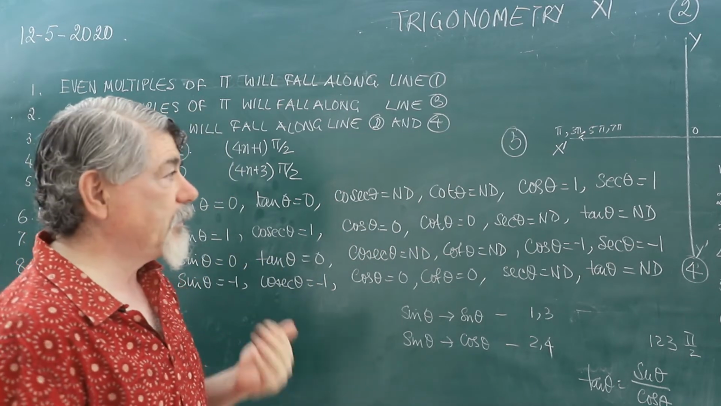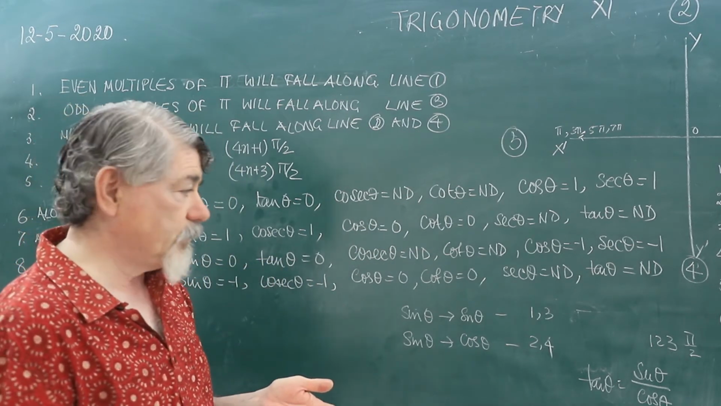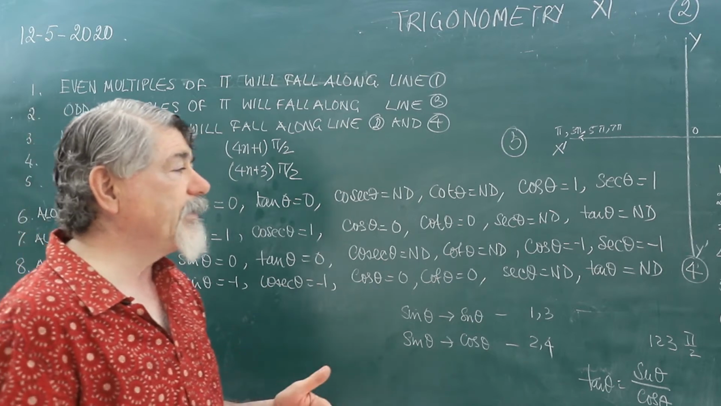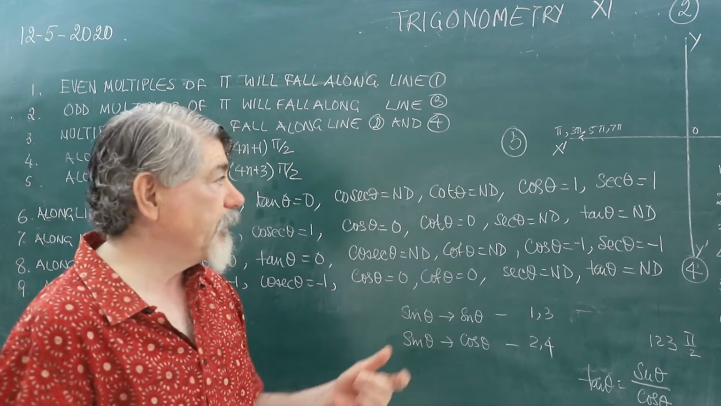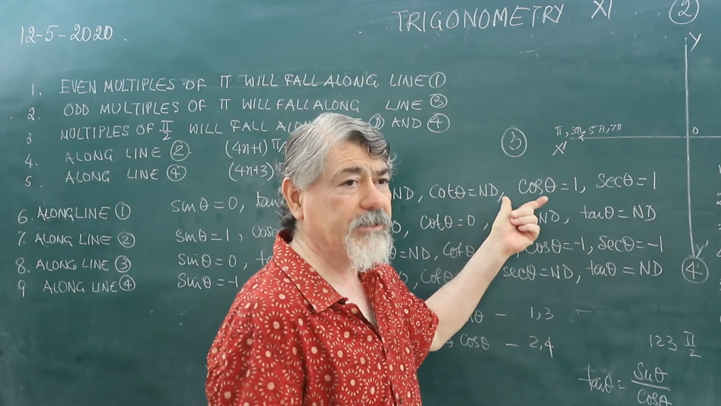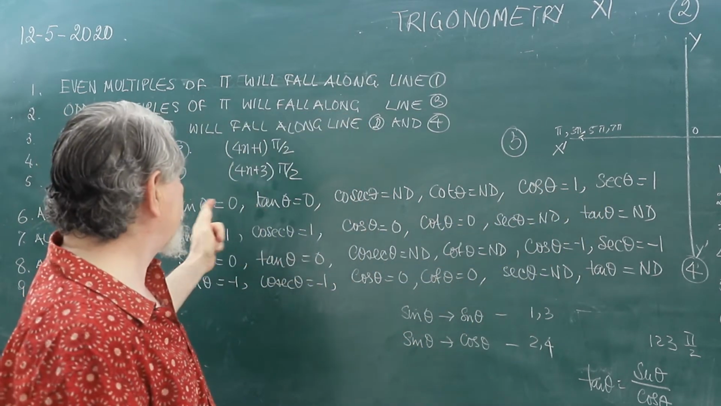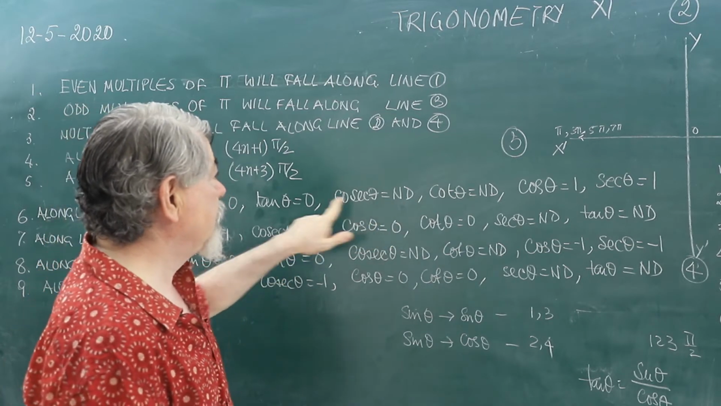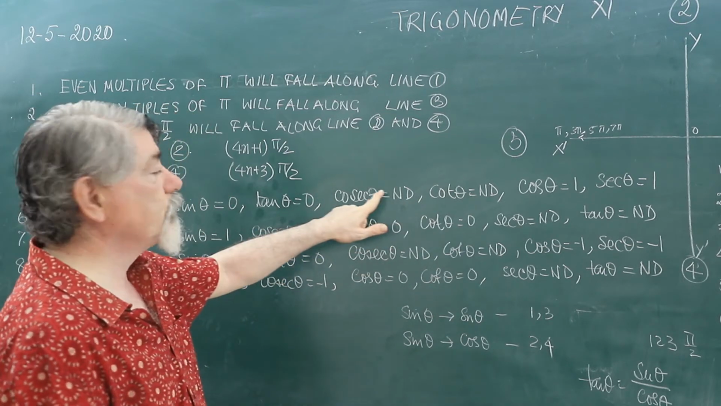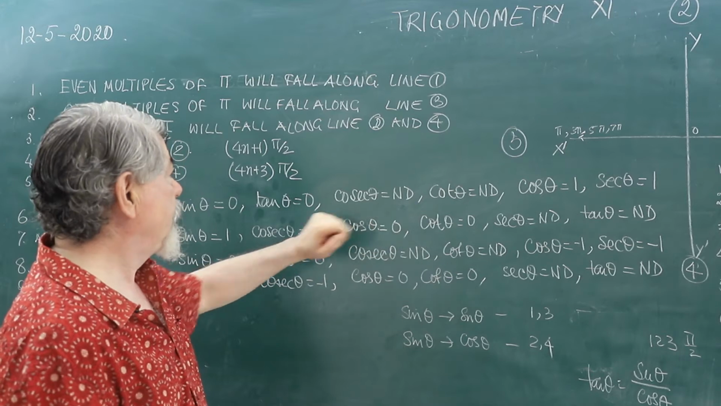What about cos theta? Cos 0 is 1, so obviously sec will be 1 too, because cos and sec are reciprocals of each other, like sine and cosec were. Because if sine was 0, cosec was not defined.